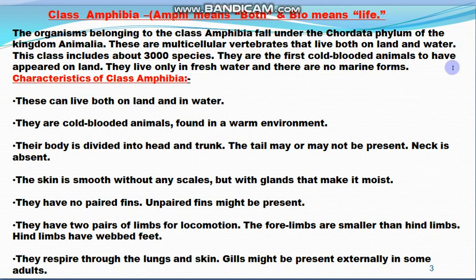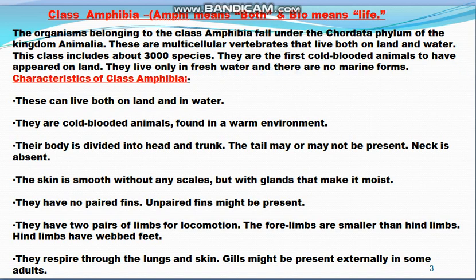Now you know that the organisms belonging to class Amphibia fall under the phylum Chordata and the kingdom Animalia. These amphibians are multicellular vertebrates, and they can live both on land as well as in water. There are about 3000 species of amphibians, and they are the first cold-blooded animals which live on land also, and they live only in fresh water, and there are no marine forms.